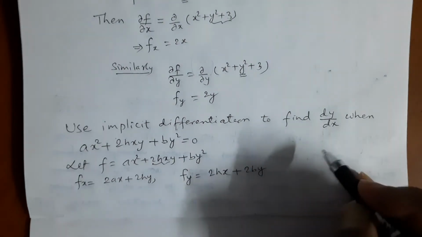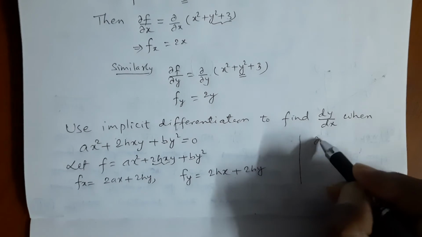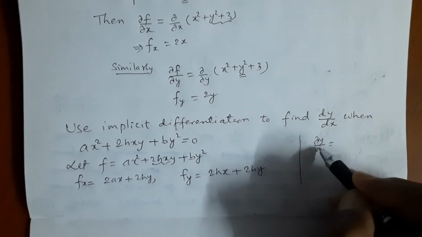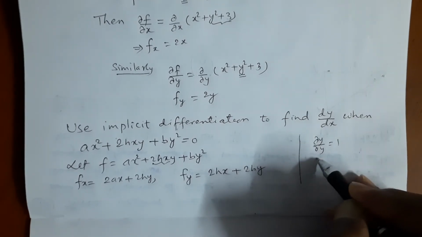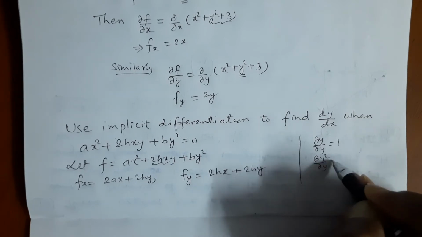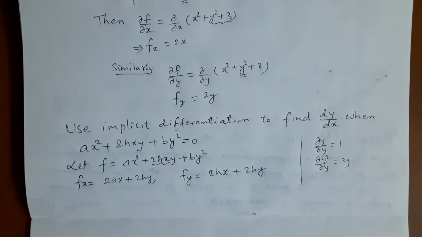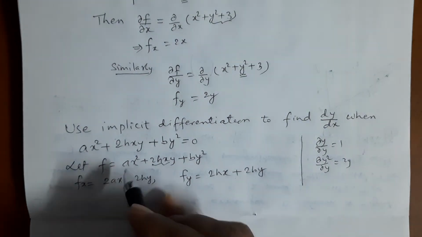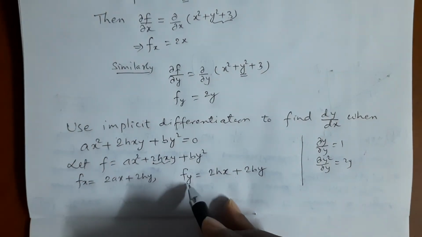I will show it here. Del y over del y will be 1, and then del y square over del y will be 2y. In this way, x is taken as constant while finding out the partial derivative with respect to y.